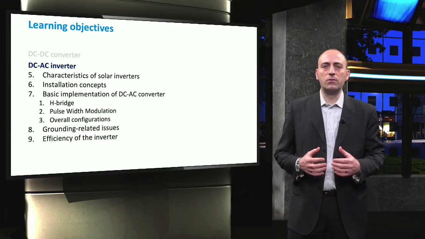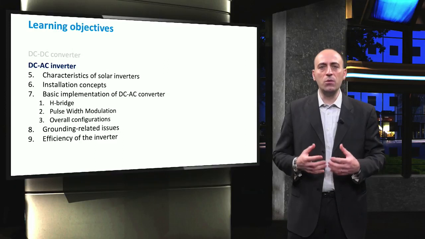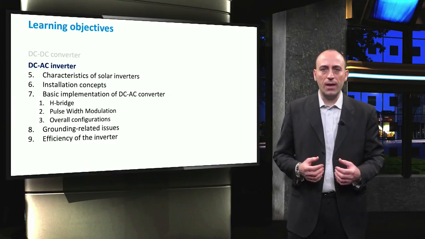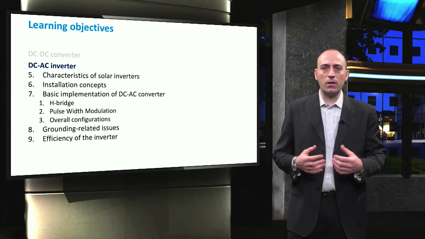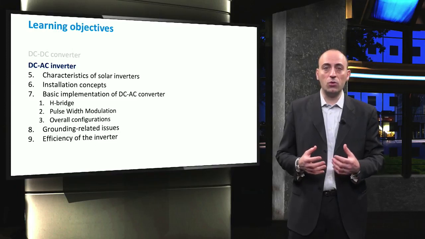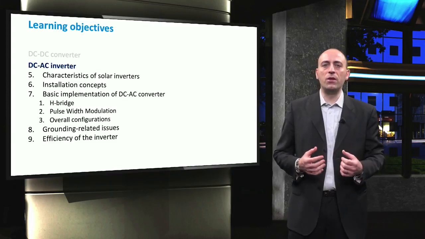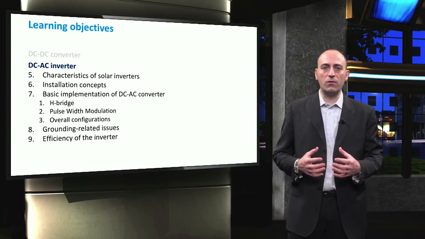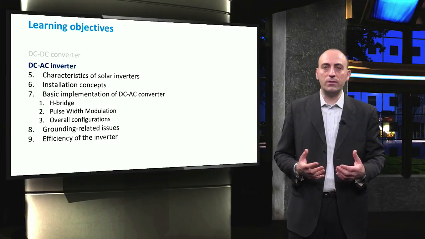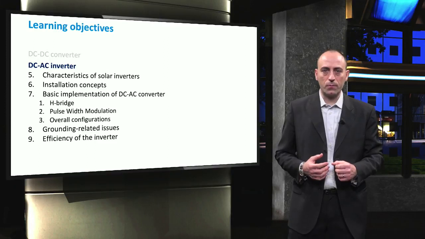Then, in the lecture about the overall configurations, we ideally open an inverter and we see what the different parts involved are. And in another video, grounding-related issues which can arise when connecting the PV modules to the inverter are treated. Finally, we conclude this series of videos discussing the efficiency of the inverter in order to be able to calculate the overall energy yield of a PV system throughout the entire year.